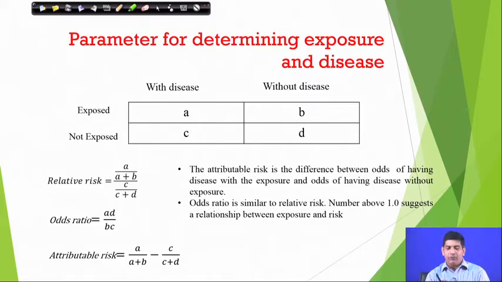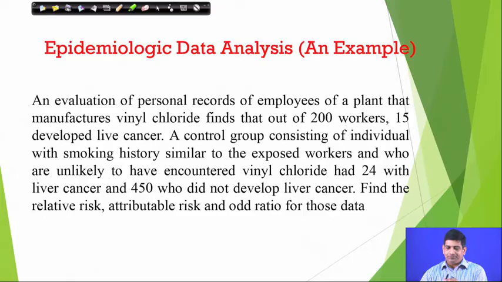Attributable risk is A divided by A plus B, where you get the disease with exposure, minus C divided by C plus D, because you are getting the disease even without being exposed. That is your attributable risk. Attributable risk is the difference between the odds of having the disease with the exposure and the odds of having disease without exposure. So, these are the different terminologies used in risk assessment when we are trying to find the exposure and disease parameters that we use.